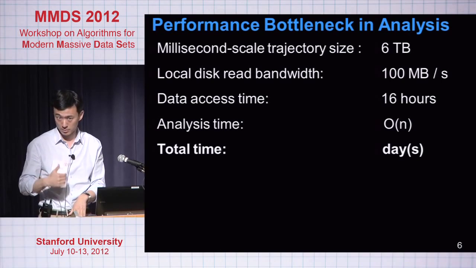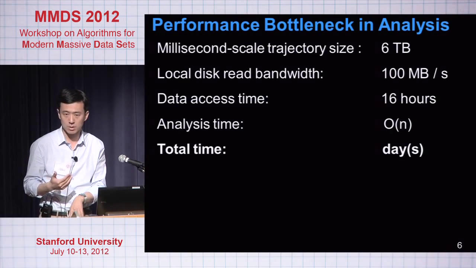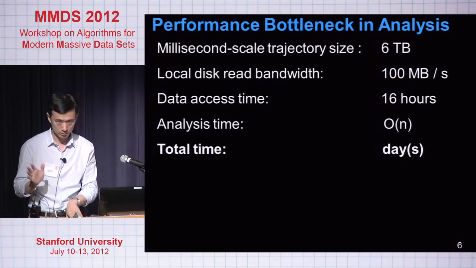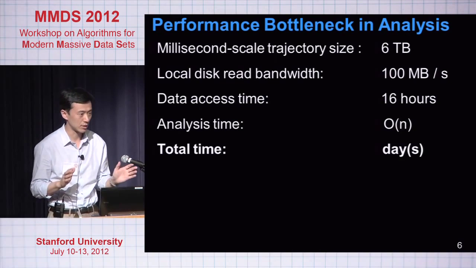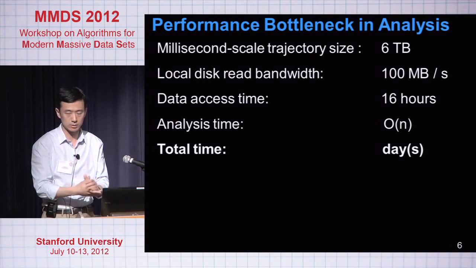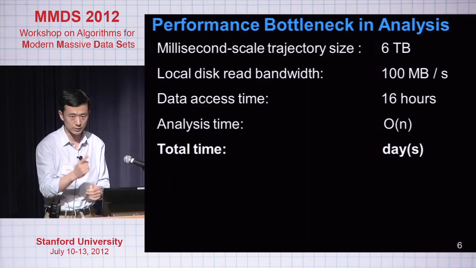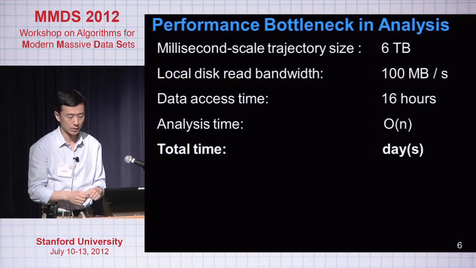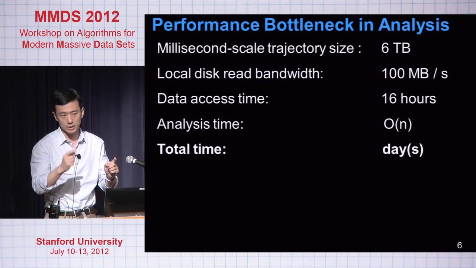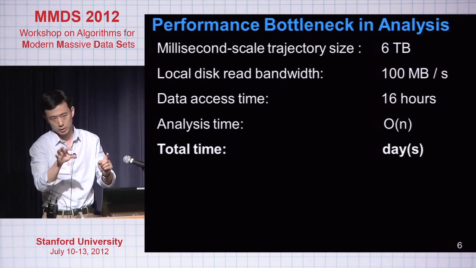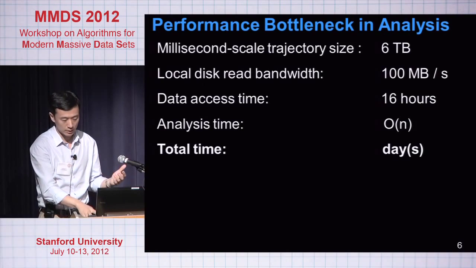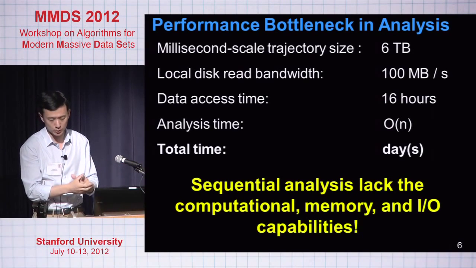It's also our observation that the most effective analysis algorithm is probably linear or n log n. Quadratic algorithms seldom work in practice. So the total time of analyzing a single trajectory for a single task is probably on the order of a day or two. Now, you don't really generate the data set and analyze it once. Many times you change a parameter, you explore different aspects of the data set. So this turnaround time is unacceptable if you just run it on a single machine.